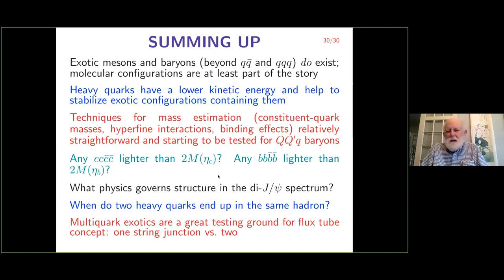We still don't know if there are many c c c̄ c̄ states lighter than twice the mass of the lightest c c̄ state, or b b b̄ b̄ lighter than twice the mass of the lightest b b̄ state. And we don't know what physics governs structures in the J/psi spectrum. All we said in that paper was, in addition to the emergence of thresholds, it looked like the state around 3700 was not the 1S, but the 2S state of J/psi.